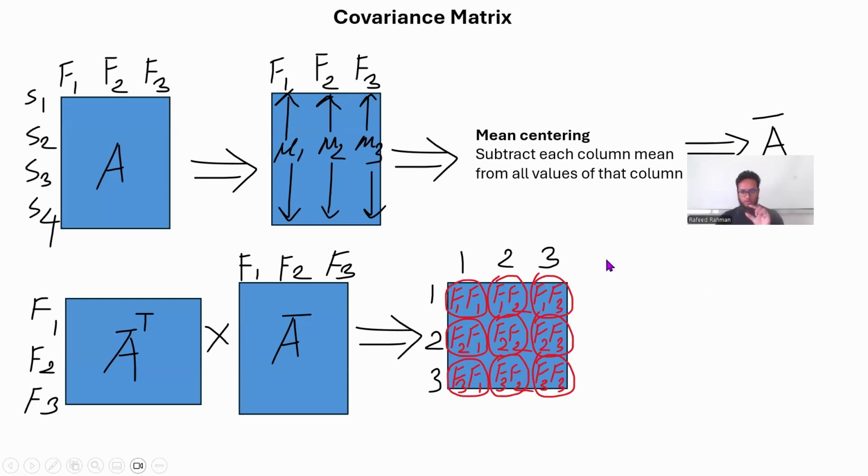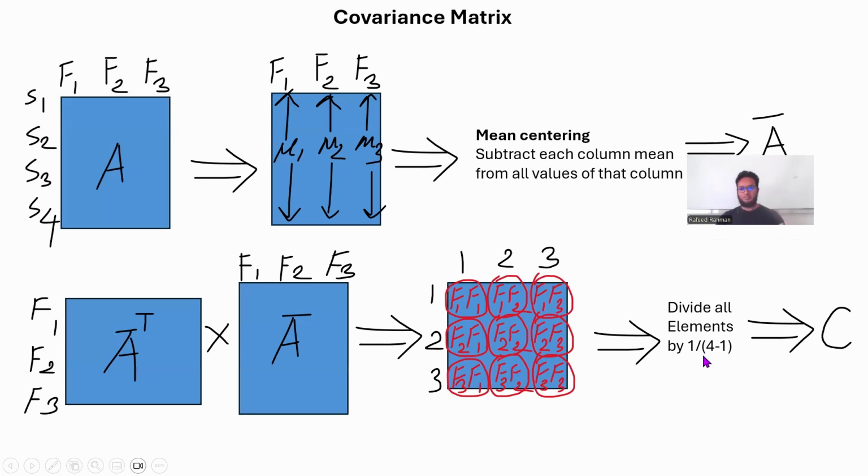But just one more step left. We need to divide all the elements of this matrix by n minus 1 basically. I think there's a mistake here. You need to divide all elements not by 1 over n minus 1, rather by n minus 1. I meant n minus 1 here. So you can see that there are 4 samples right here, so you need to divide all the elements by 3, not 1 by 3, by 3. And thus you are going to get the covariance matrix.